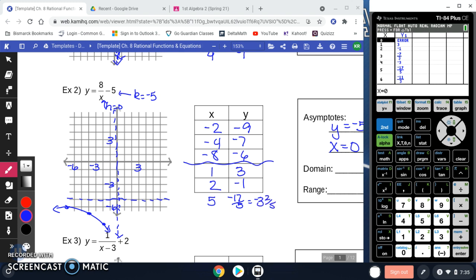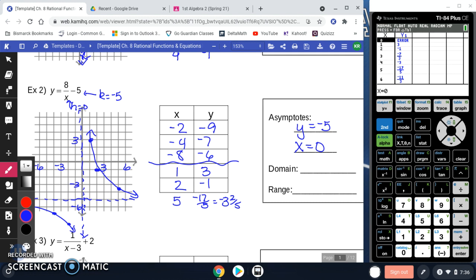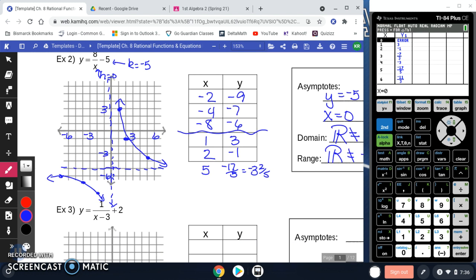All right, so 1 is 3. 2 is -1. 5 is -3. So -3 and 2/5 go a little bit past -3. And there's your graph. Okay, your domain and range, again, piggybacks off of your vertical and horizontal asymptotes. So domain is going to be real numbers not equal to 0. Range, real numbers not equal to -5.